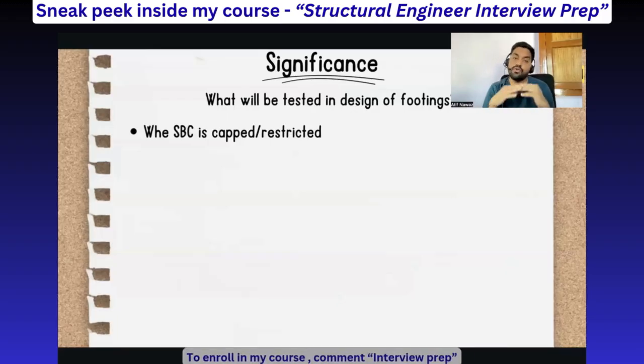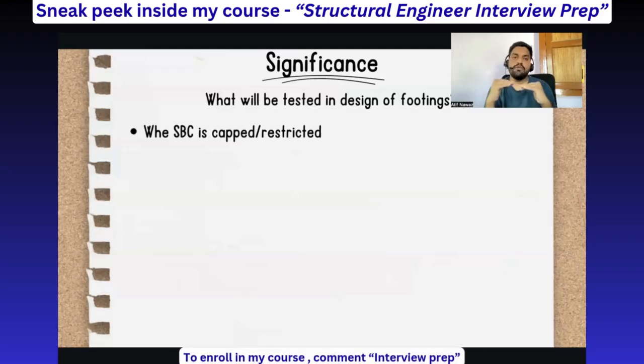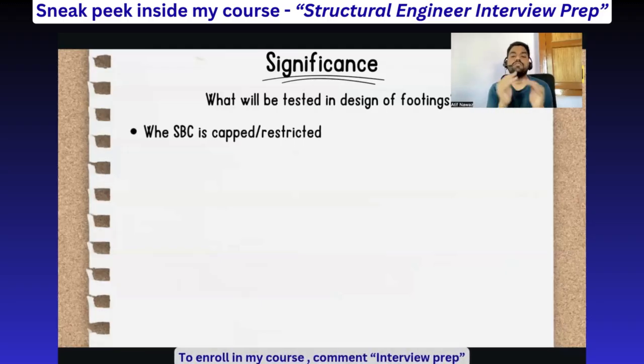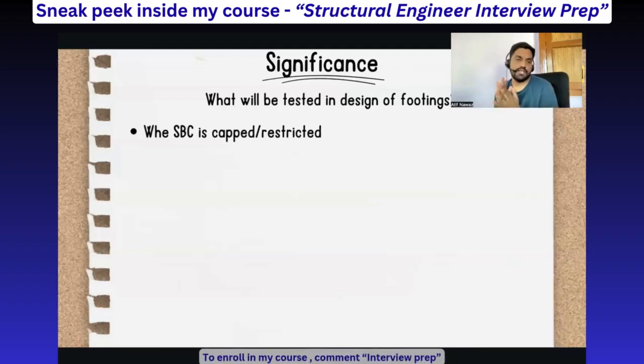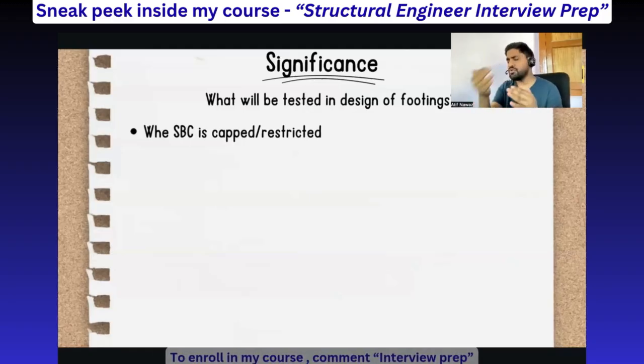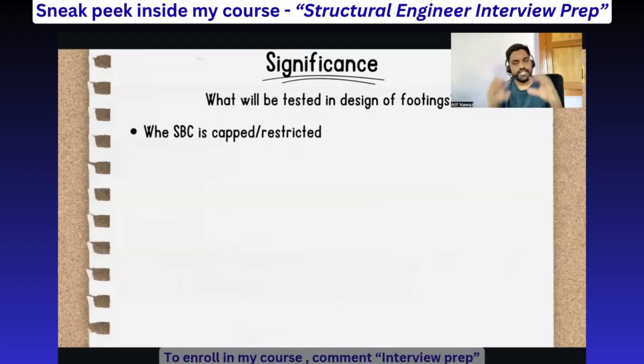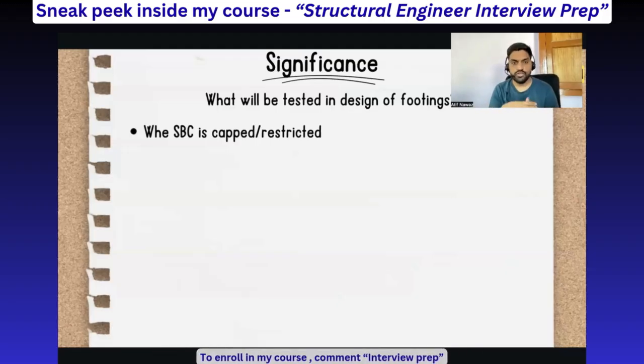Also, you need to understand as a structural designer that in a lot of real projects, you may not have the liberty to choose any SBC you want. SBC will be limited, capped or restricted, say 100, maximum 120. Within that, you need to satisfy the pressures. You need to find a footing design, take the loads coming on, and transfer them safely through the soil.